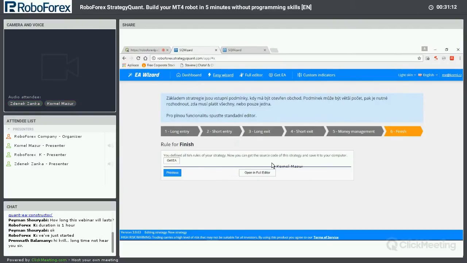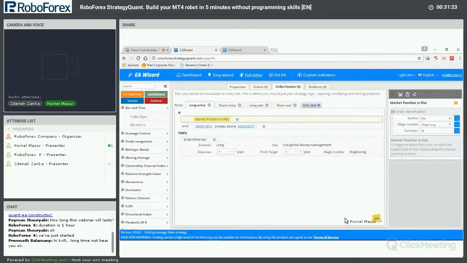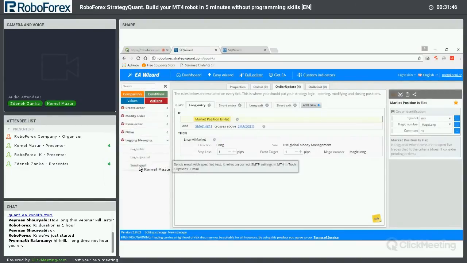But now I will show you some advanced mode of this program, so I can click on full editor and open in full editor. And what is here? Here are much more possibilities. We'll not go through these possibilities because we prepared many tutorials and materials for you which will help you. But just to show you, here are any indicators which are in MetaTrader, any kind of comparisons, and any kind of actions. For example, you can create an expert advisor which is not opening trades, but which will send you an email.